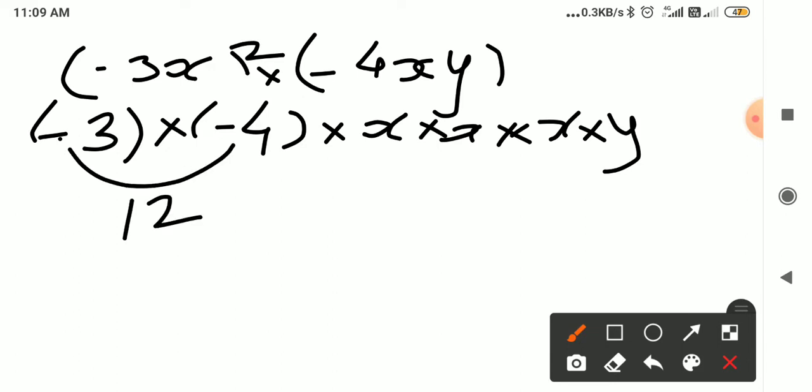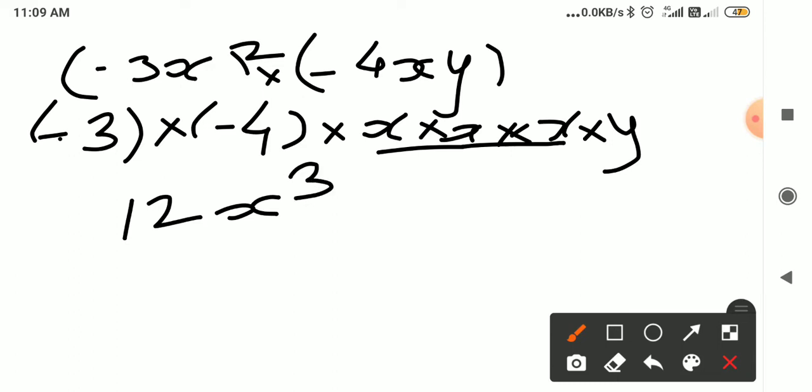Minus into minus, meaning a wrong thing called wrong, is right. So the answer will get a positive sign, and even if you are not writing the positive sign, it is okay. So 3 4s are 12, otherwise minus 3 into minus 4 is equal to plus 12. So 12 I wrote here. x into x means x cube, and this is y.